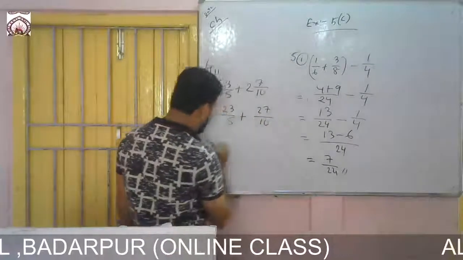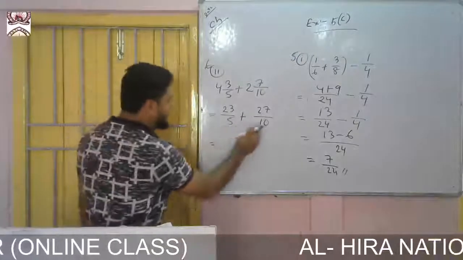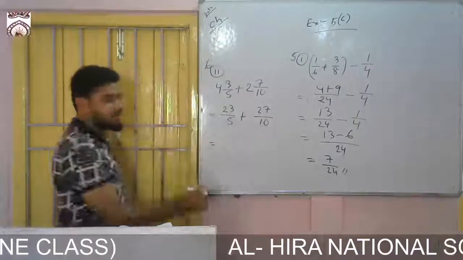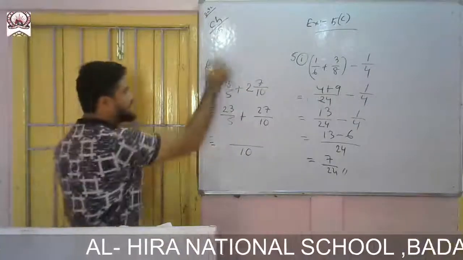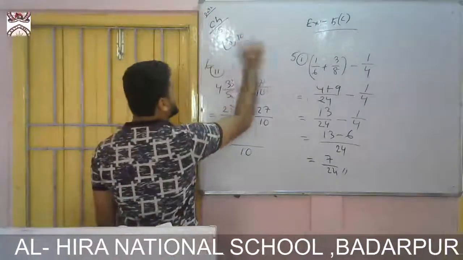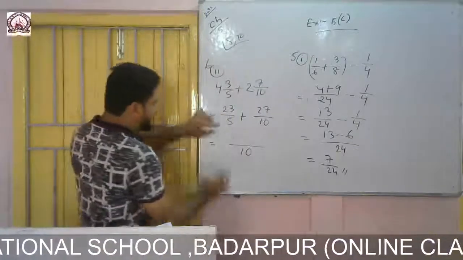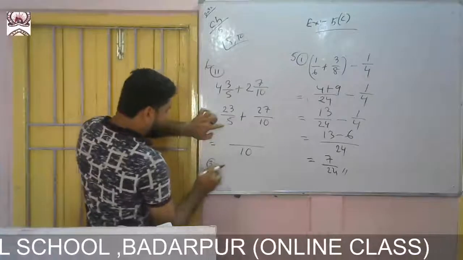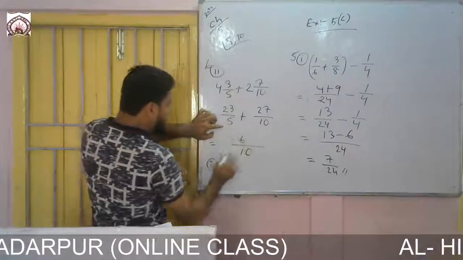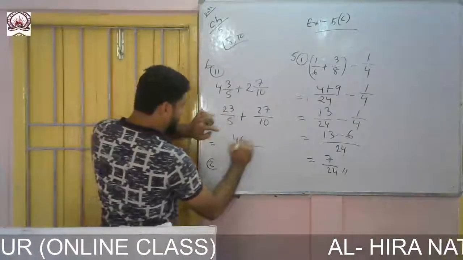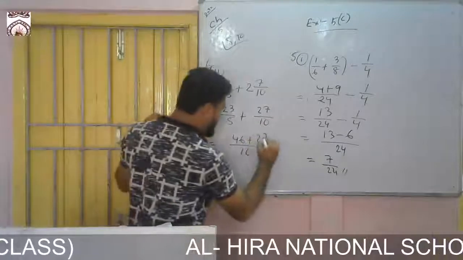27 by 10. Now if you take the LCM of 5 and 10, this 5 can divide 10, so the bigger one will be the LCM. You will get 10 as the LCM. So 5 2s are 10, we are getting 2. Then this 2 should be multiplied with the numerator. So 3 2s are 6, 2 2s are 4 plus 10 divided gives 1. So it is 27.